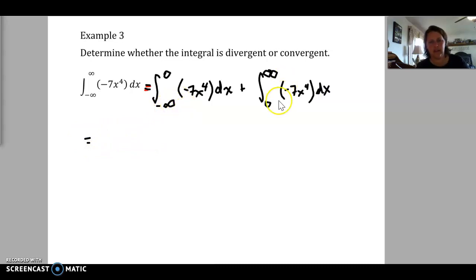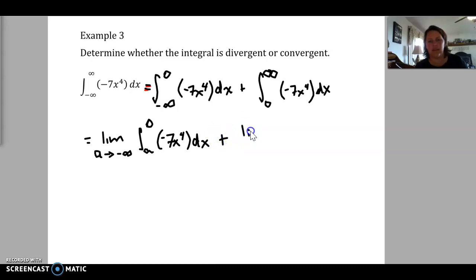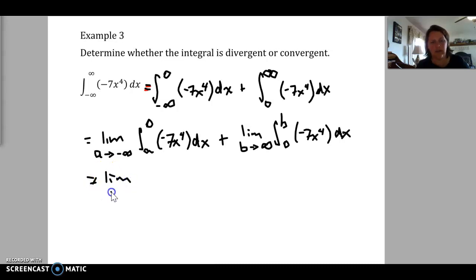Alright, so now, because we've got infinity in both of these, we're going to have to rewrite this as a limit. So we're going to take the limit as, now I'm going to use a and b this time instead of t, since I'm going to have to use two and they're going to mean different things. So a approaches negative infinity of the integral from a to 0 of negative 7x to the 4th dx, plus the limit as b approaches infinity of 0 to b of negative 7x to the 4th dx. Okay, so now we're going to go ahead and take our integrals. Our limits are still going to be there, so the limit as a approaches negative infinity. We're going to add 1 and divide by that number, so negative 7/5 x to the fifth.